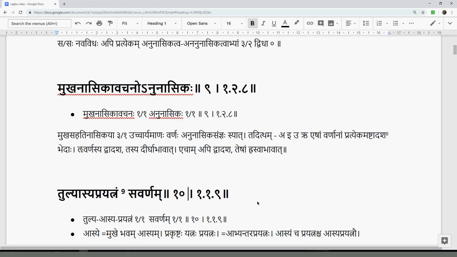Further, in tulyasya prayatnam savarnam, we got savarna sanya mutually. Whoever has the same asya and prayatna, if two letters have the same asya and prayatna. Asya is mukham, mukhe bhavam asyam, that is sthana. Prayatna is abhyantara prayatna, internal effort. The internal effort and the sthana where the tongue touches in the mouth, if that is same for two letters, those two letters will become savarna. They will get the savarna sanya mutually for each other, so one will be the savarna of the other both ways. That is the idea in this sutra.